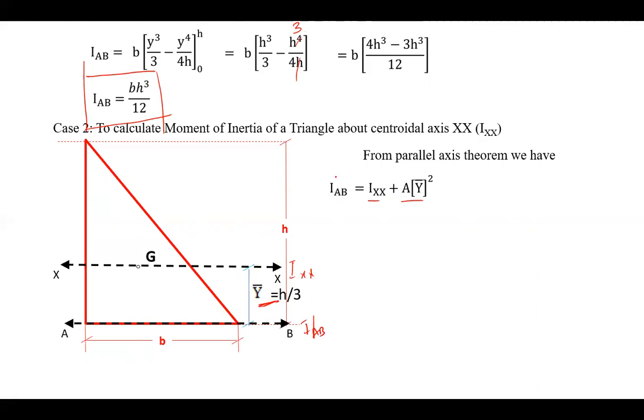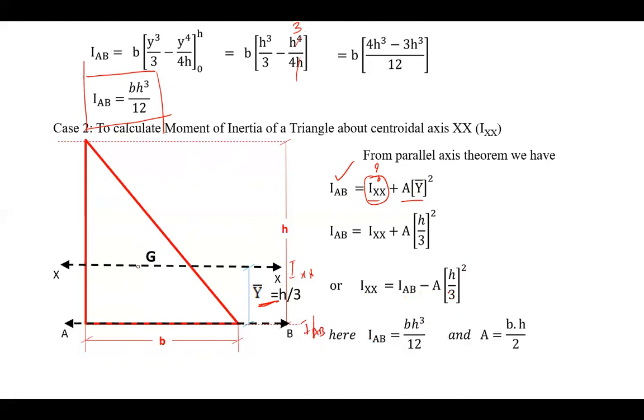But we actually have IAB. We need to find the value of Ixx. Therefore, Ixx will become IAB minus A into y bar square. You can substitute the value of y bar. Y bar for a triangle, the distance of the centroid from the base in a triangle, is given by h by 3. So we have substituted that. And substitute the value of IAB.